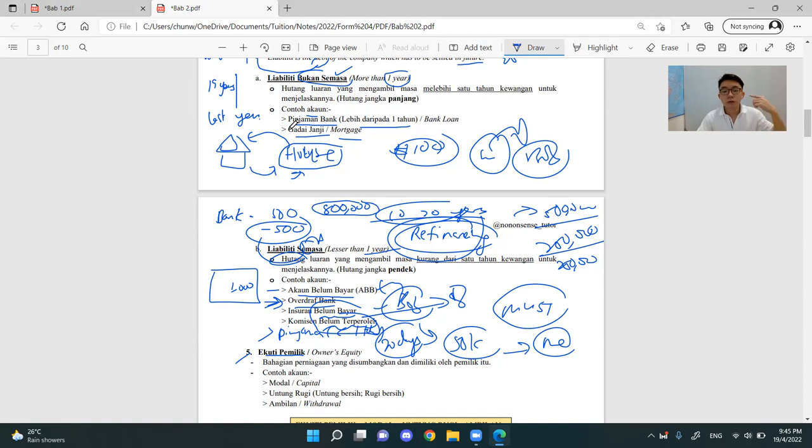So let's say now it becomes 800,000 ringgit. So now you have an option. You can go to a bank and apply for a refinancing. So you can go for maybe 70% or 50% of this 800,000 ringgit. So let's say 60%. You want to refinance 60% of this 800,000 ringgit. So 60% will be 480,000. So the bank will give you another 480,000.